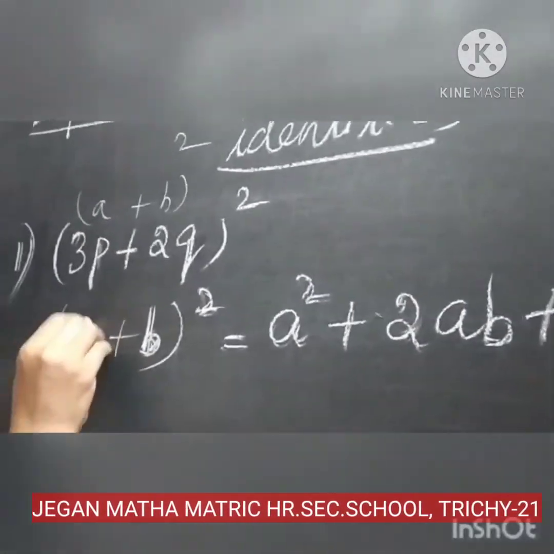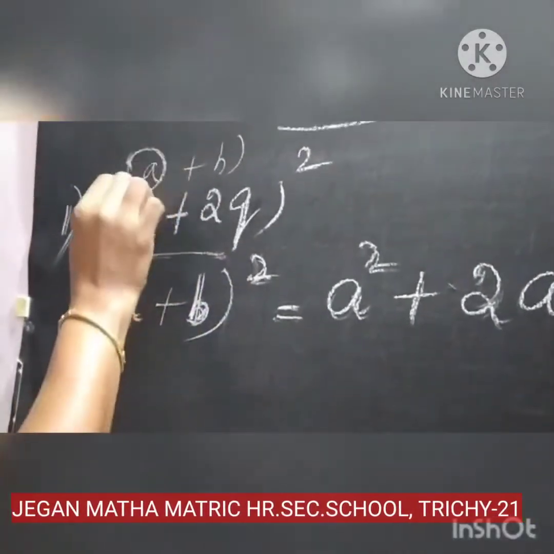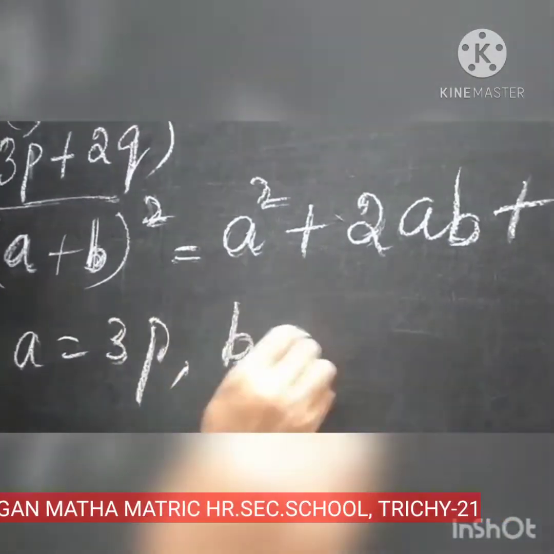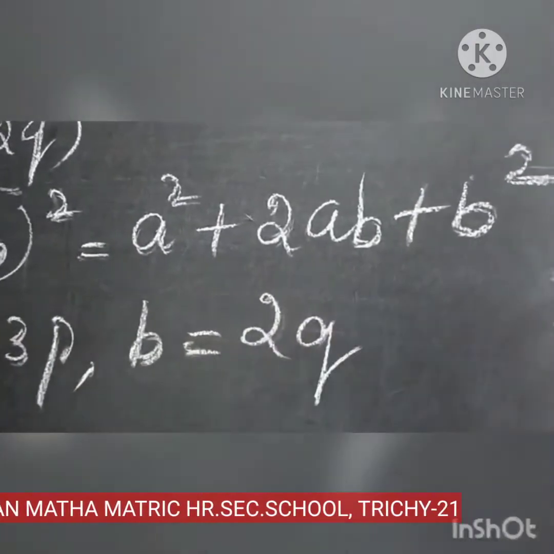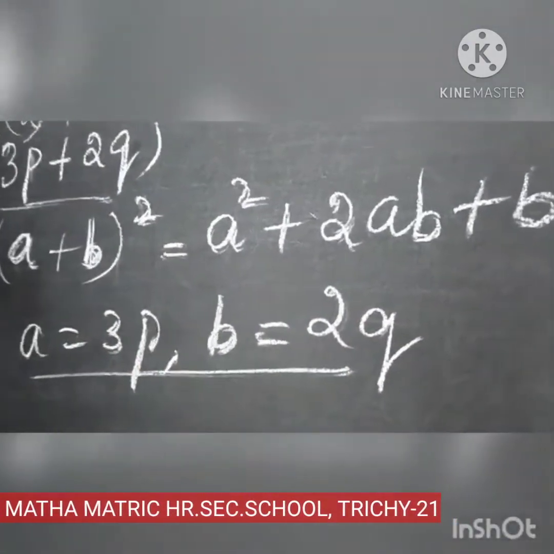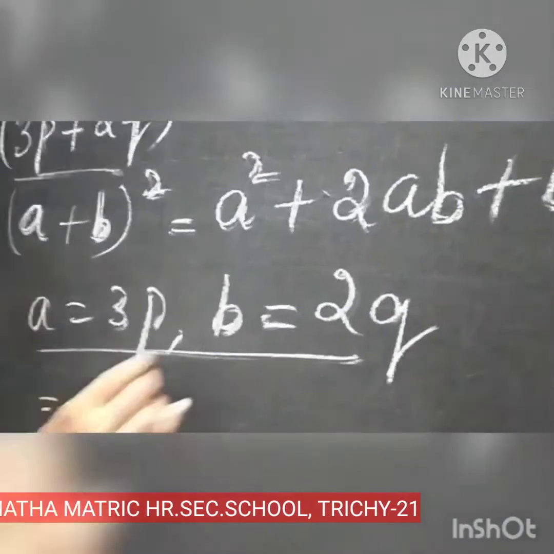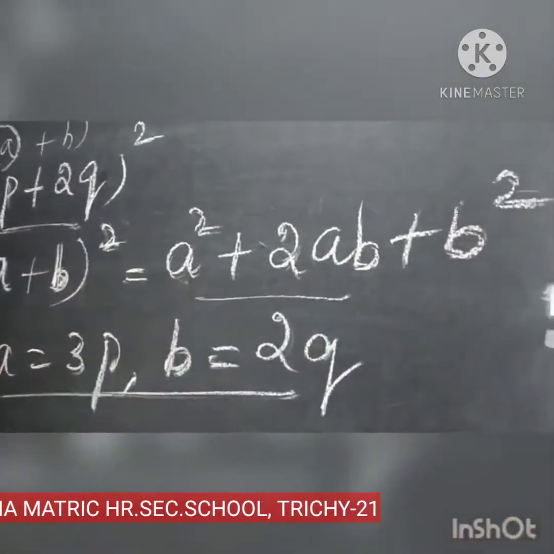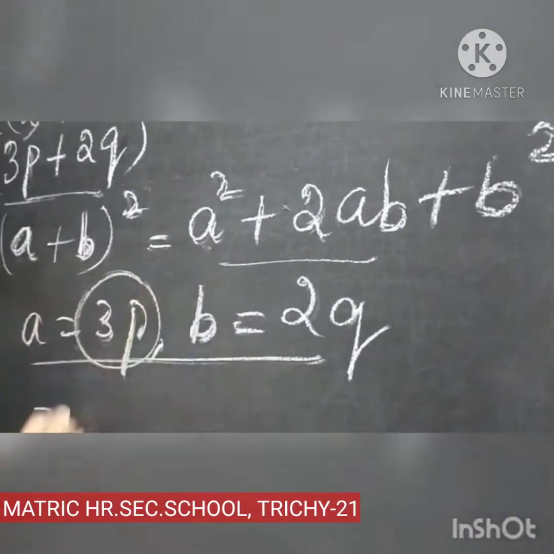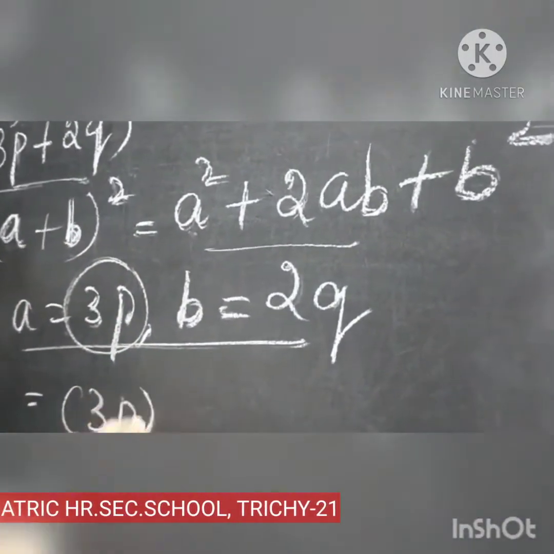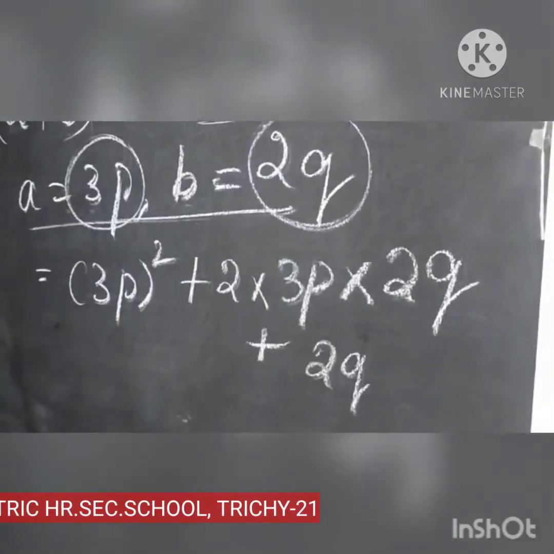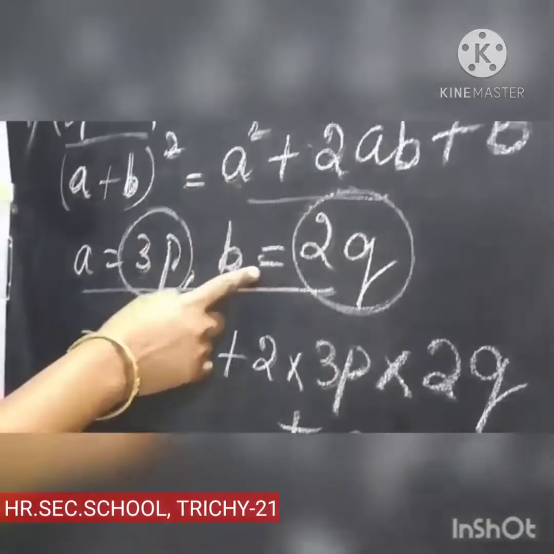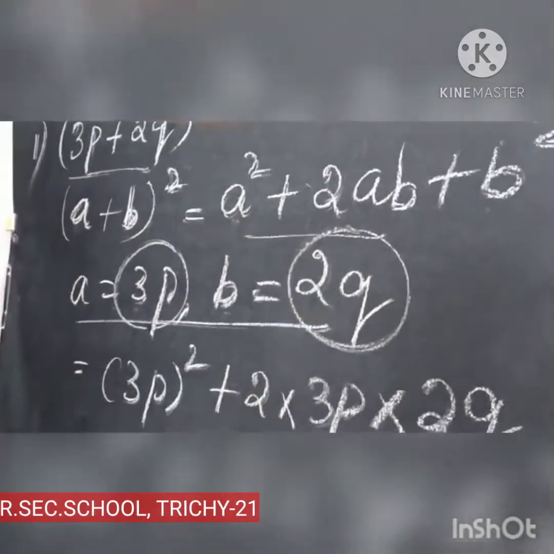So here in this sum, the a value is 3p, then the b value is 2q. So you have to write that also. Then after that you can apply the values in the right hand side. (a plus b) the whole square, the expansion is a squared. Here instead of a is 3p, so (3p) the whole squared. Now instead of a the value is 3p, instead of b the value is 2q. So you have to apply this.